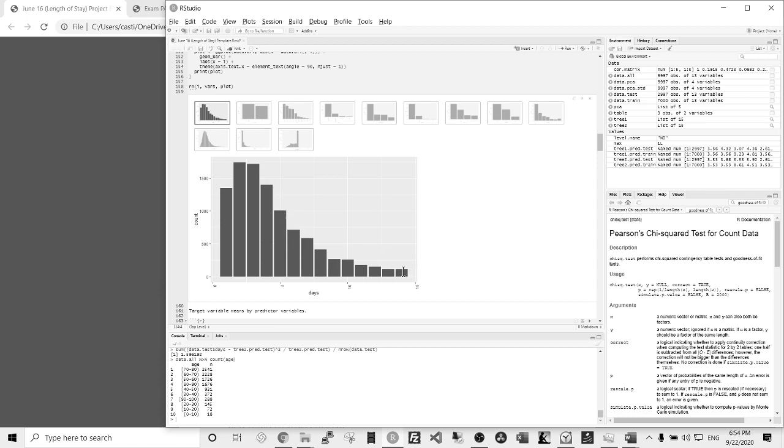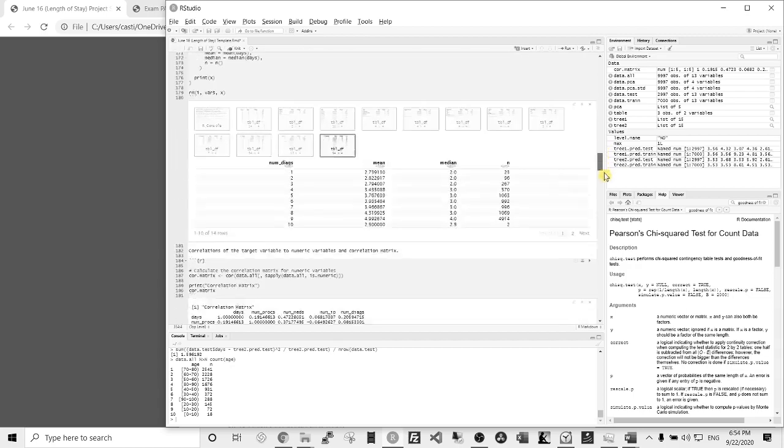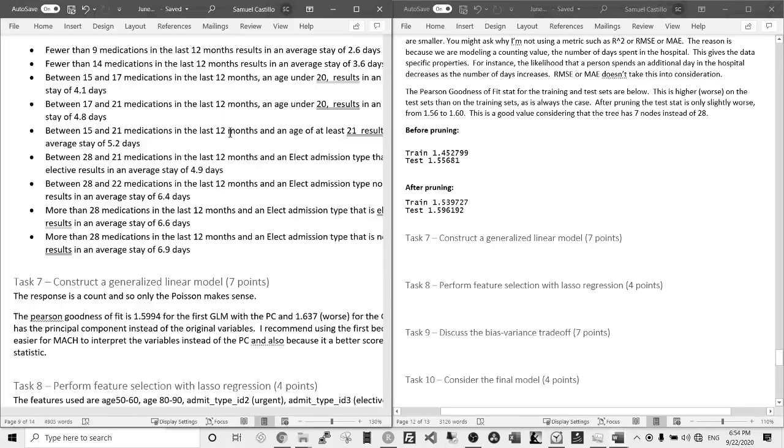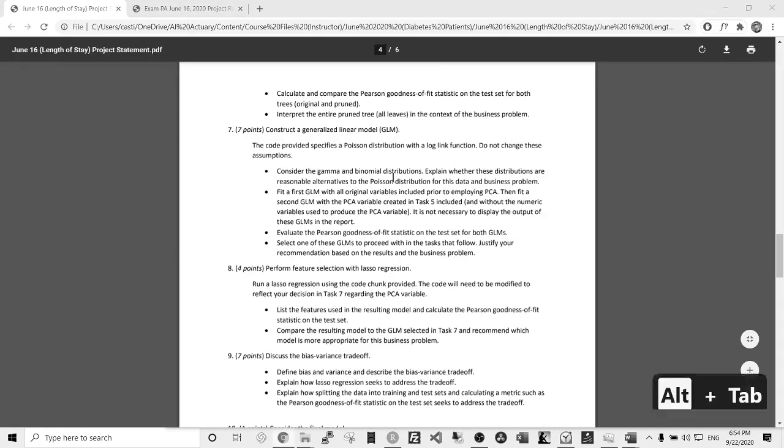Best choice though is the Poisson distribution because the Poisson models a counting process, which is the number of days, and it takes on discrete values. Now technically the number of days could be a fraction. You could stay in the hospital for 1.5 days, and so continuous values like the Gaussian or the inverse Gaussian would also be viable. Answer this question quickly. So just consider the gamma and binomial.